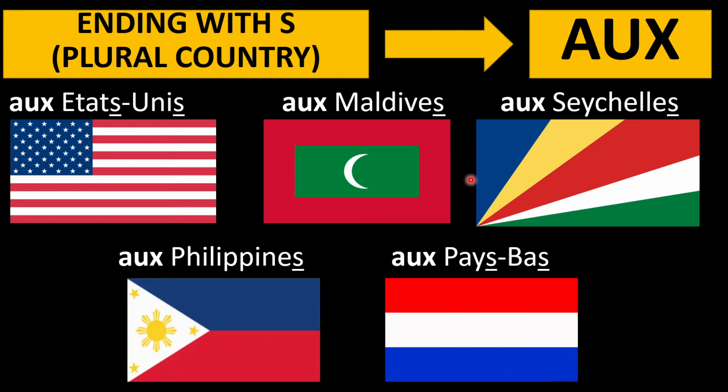So the simplest rule is when the country ends with S, that means it is a plural country. So you have to use aux in that situation. When the country ends with S, straight away you have to use aux. So États-Unis is United States. It's plural in English also, states. It ends with S, so you have to use aux. Aux États-Unis. If you want to say I am working in the United States, je travaille aux États-Unis.